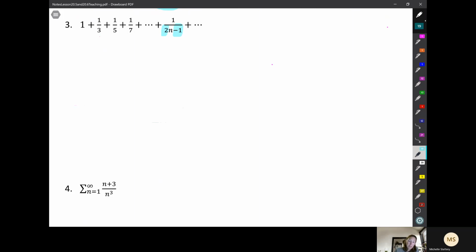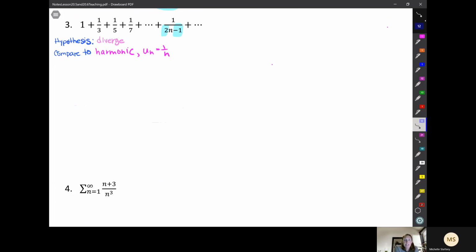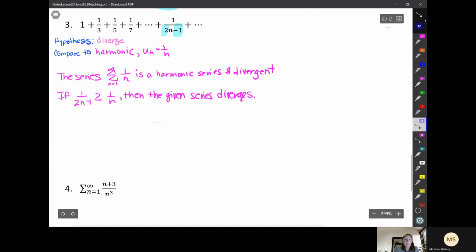So if I compare it to the harmonic of 1/n, I'm going to hypothesize that it diverges because the harmonic diverges. So I'm going to write out what the harmonic is and what it does. So the series summation n equals 1 to infinity of 1/n is a harmonic series and it's divergent. Okay, so what do I need to prove? I need to show that if 1/(2n minus 1) is greater than or equal to 1/n, then the series diverges.